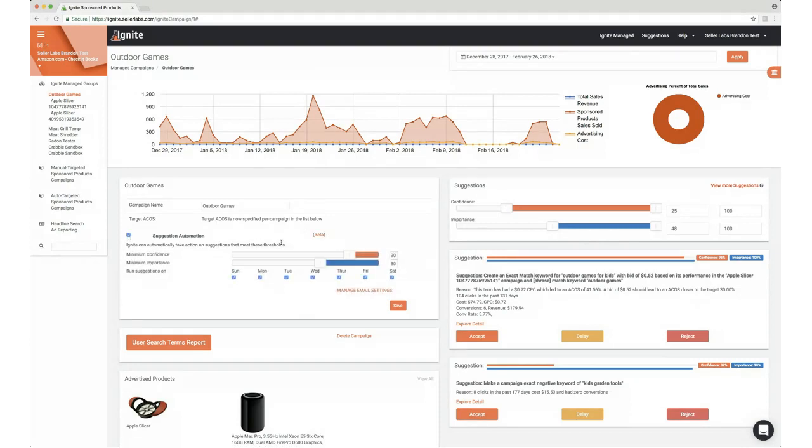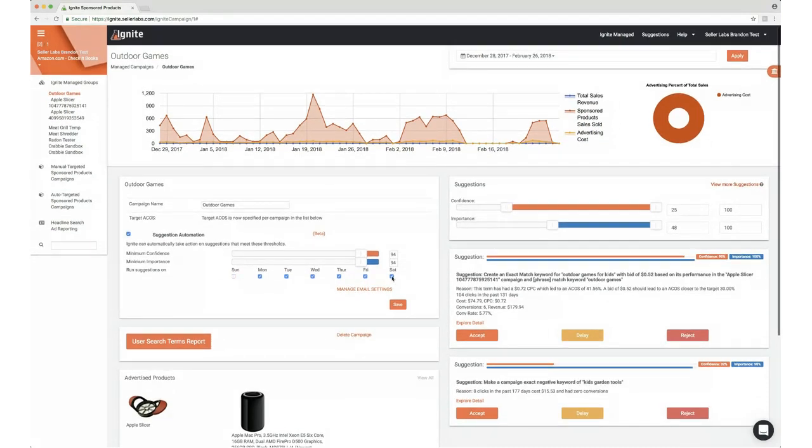And then next, you're going to actually choose the threshold for the suggestion automation. This is just saying Ignite can automatically take action on suggestions that meet these thresholds. So for instance, if I want to make sure that Ignite is only acting on the ones that have a very, very high confidence and importance, I would do something more like this, like let's do 94, sure. This is just saying anything that has a 94% confidence and a 94% importance will be accepted for me. And even a step further, I can also say, I just want this to run on the weekdays because I'm really busy on the weekdays.